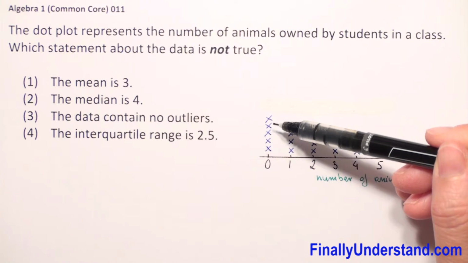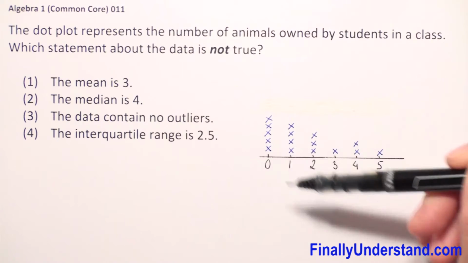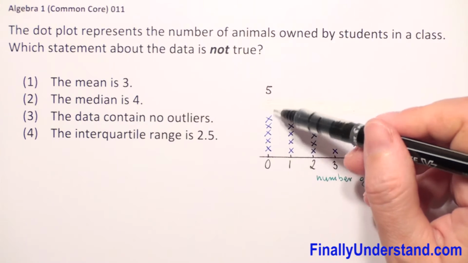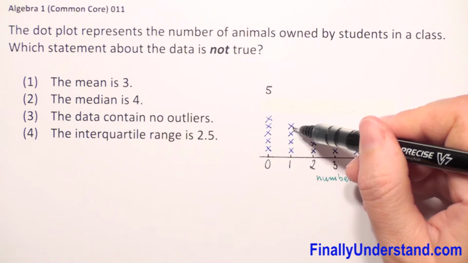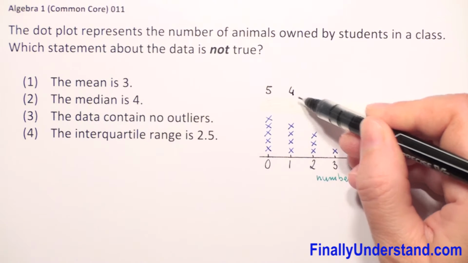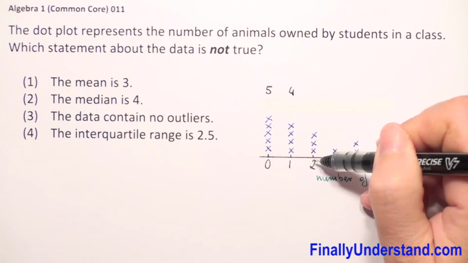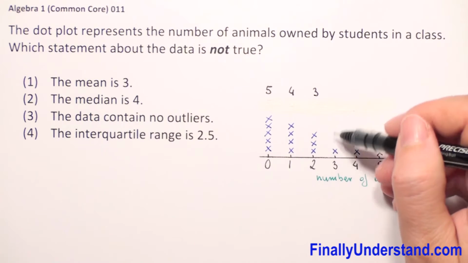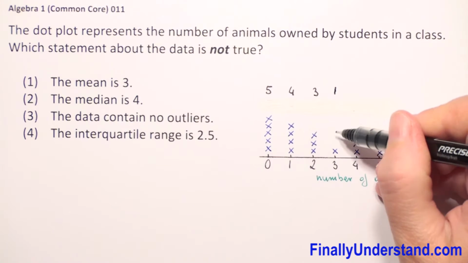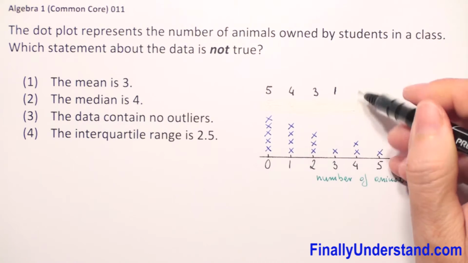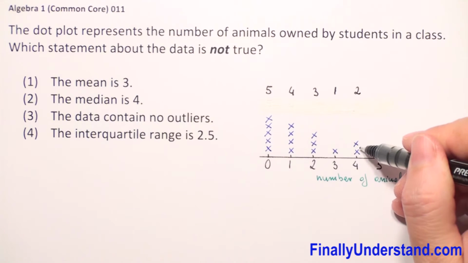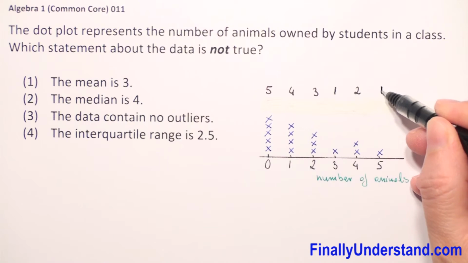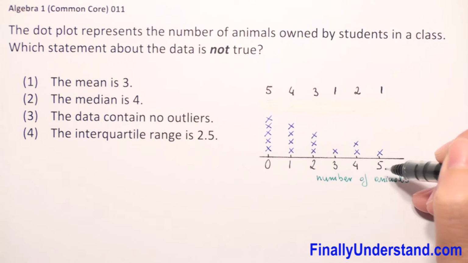So we see that 5 students have 0 animals. Next we have 4 students have 1 animal. 3 students have 2 animals. 1 student has 3 animals. 2 students have 4 animals, and 1 student has 5 animals.